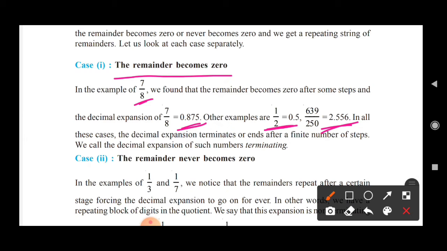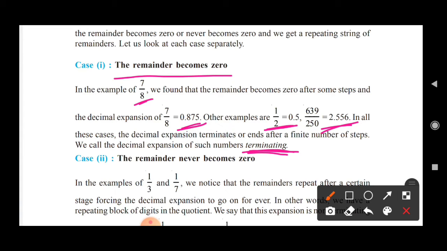We call the decimal expansions of such numbers terminating. So it means if you divide a number by another number and after some finite steps you get 0 as remainder, then the decimal expansion will be terminating. This word terminating you have to keep in your mind. This will be needed at the very beginning of exercise 1.3.